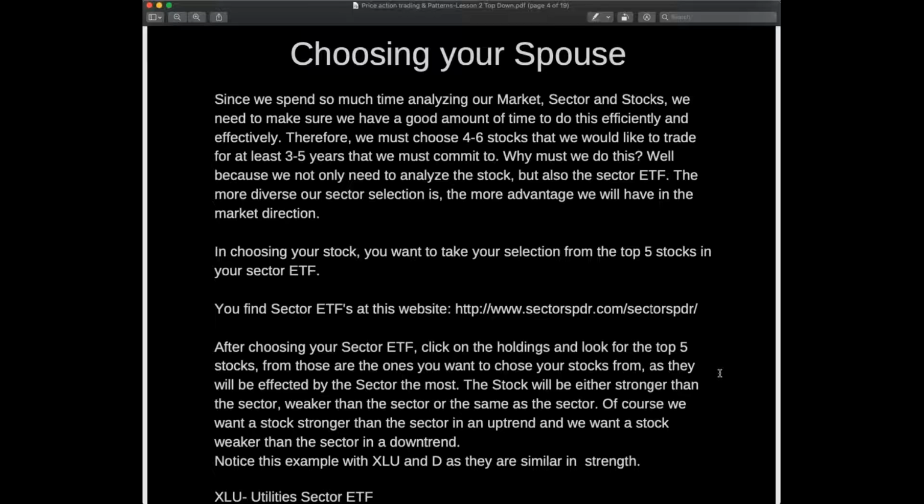Since we take so long, we want to use that time efficiently and effectively. Therefore, you should only max out at 4 to 6 stocks that you are trading, because you always want to be able to understand those stocks. And if you're trading 20, 30 stocks, then you're always going to be missing out on moves or chasing moves or not being ready for a move.